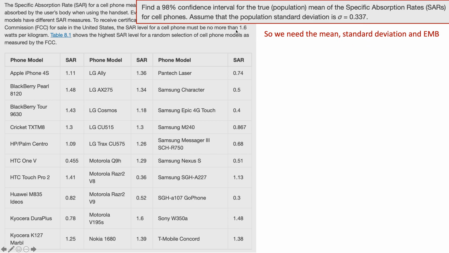We also need the sample size. It doesn't say the sample size is 30, but there are 30 different cell phones listed. So you know the sample size is 30. Okay? The mean is 1.024.